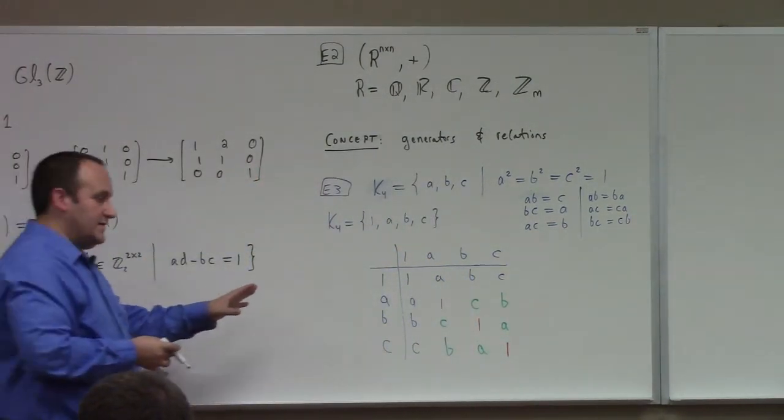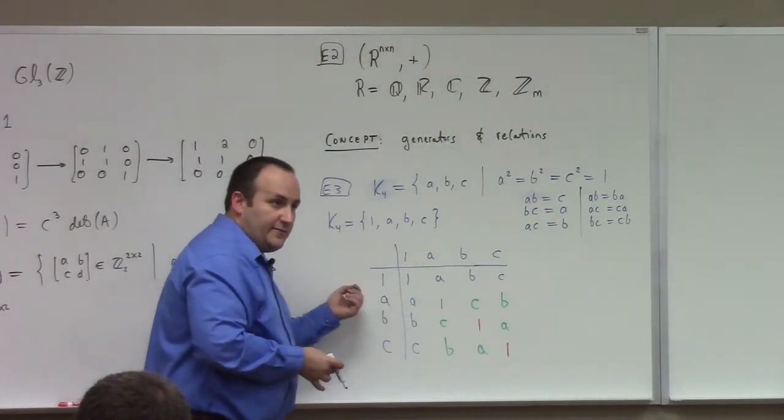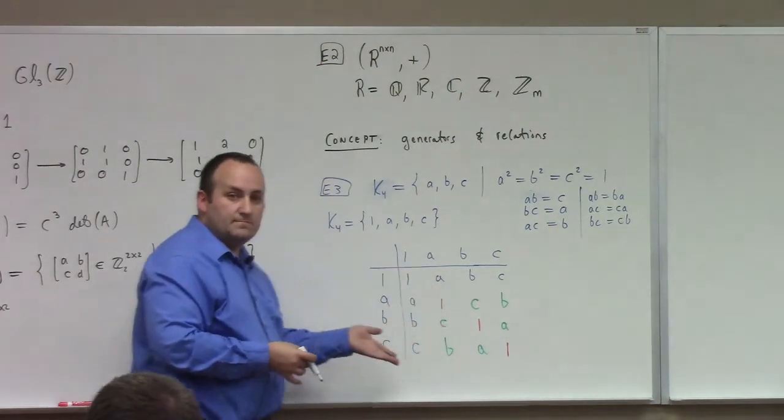Now, if you look at this, you can see that it has the nice properties we want for a Cayley table, right? Every element of the group appears just once in each row and column. That's a good sign.